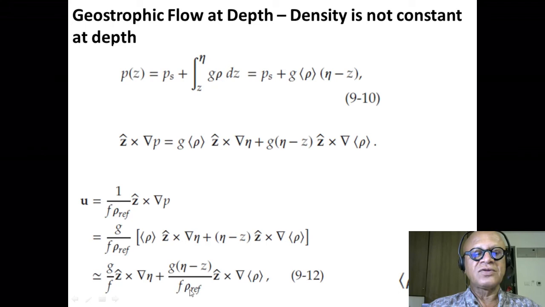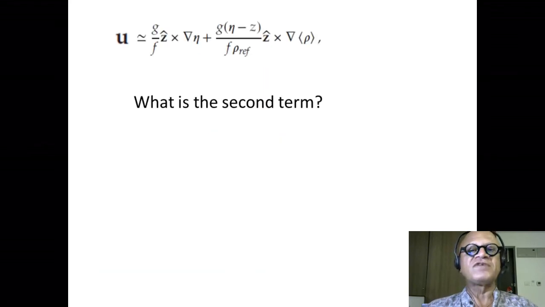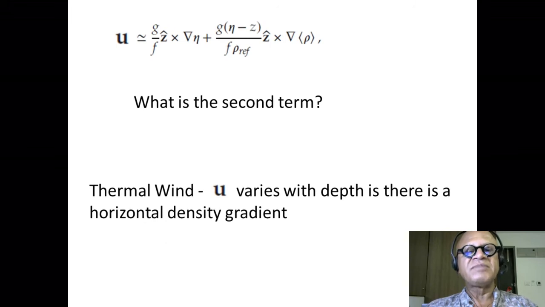Okay, so you know what happened here. Look at this term and make sure you understand, but the figure will make it very obvious. What is the second term? It's basically the compensating term, but it's also the thermal wind term, right?